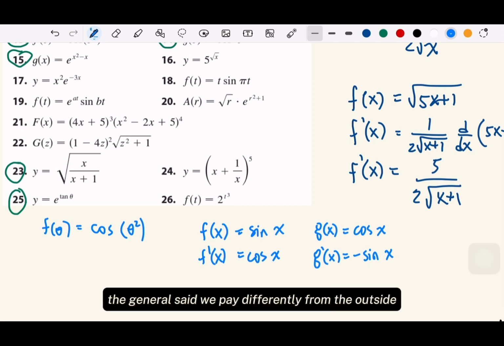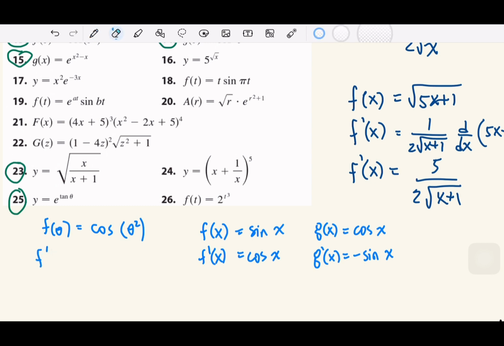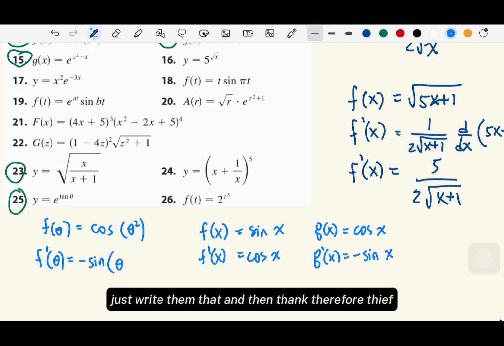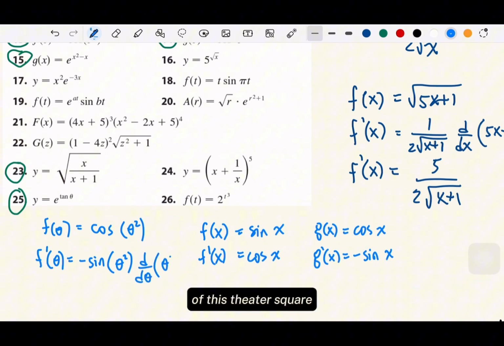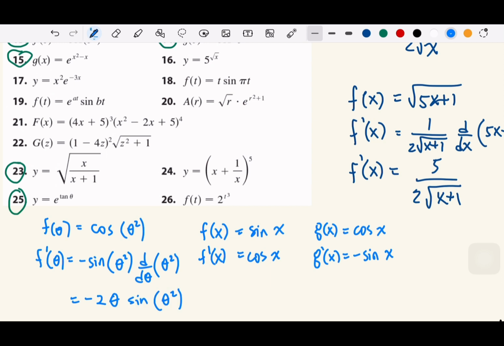Now the chain rule says we take the derivative of the outside, which is cosine, and we write negative sine, and everything that is inside, just write it again. This I did with the cat. So take the derivative, write negative sine, and then take the derivative of this theta squared, which gives you negative 2 theta sine theta squared.